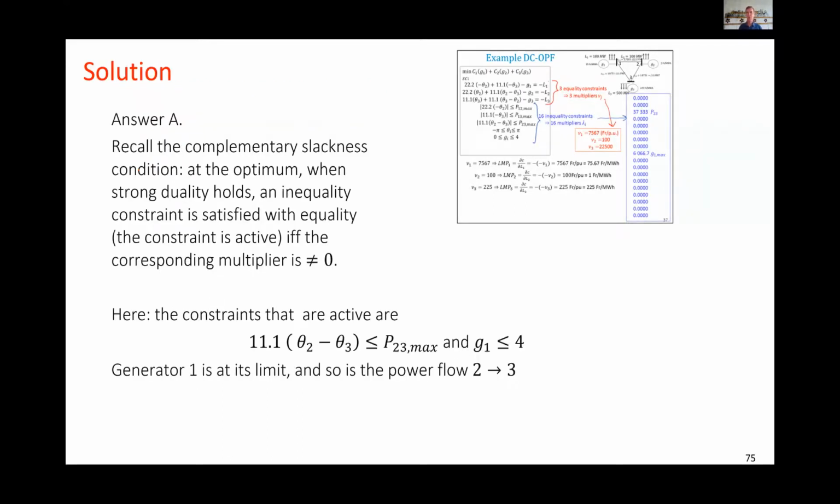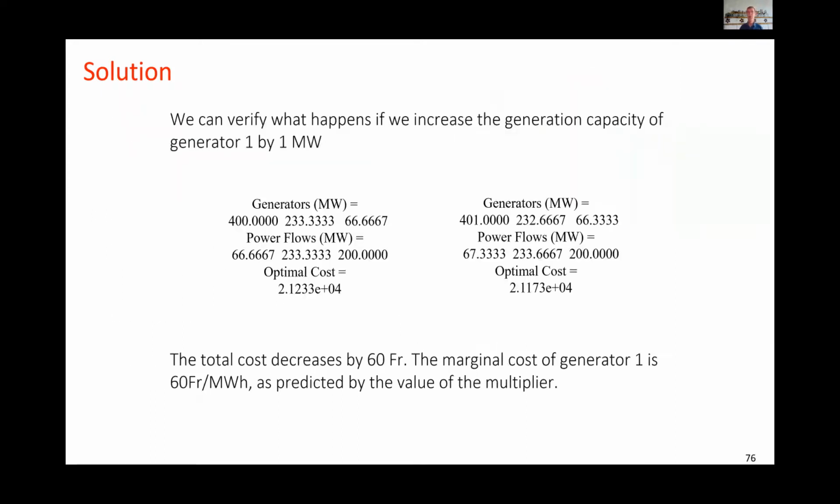Here, we simply have the list of all the Lagrange multipliers. The only ones that are non-zero are the ones at which the constraints are binding. This is the complementary slackness condition. We see that the two constraints that are binding are P23 and G1 max, which means we hit the max limit of the first generator, and we also hit the power flow limit in the DC approximation on the line 2,3, which is this line here. So this is what the multipliers tell us when they are non-zero.